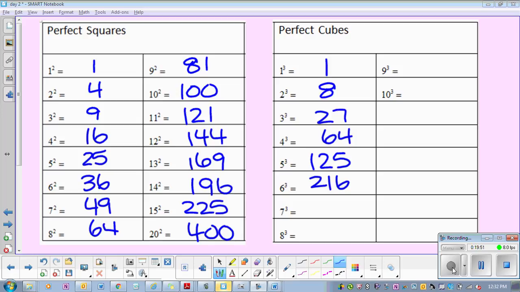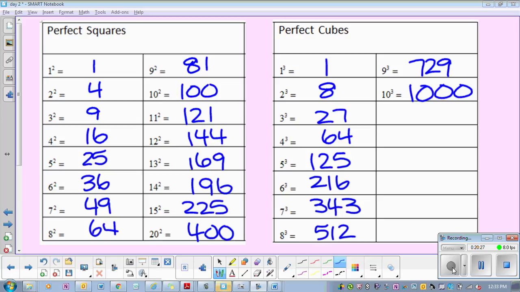7 cubed. 343. 8 cubed. 512. 9 cubed. 729. And 10 cubed. 1,000. Good.